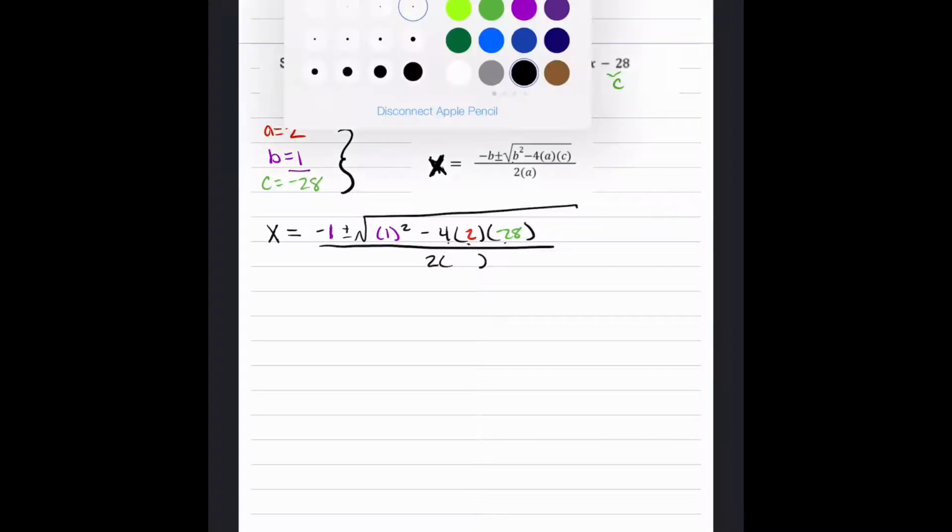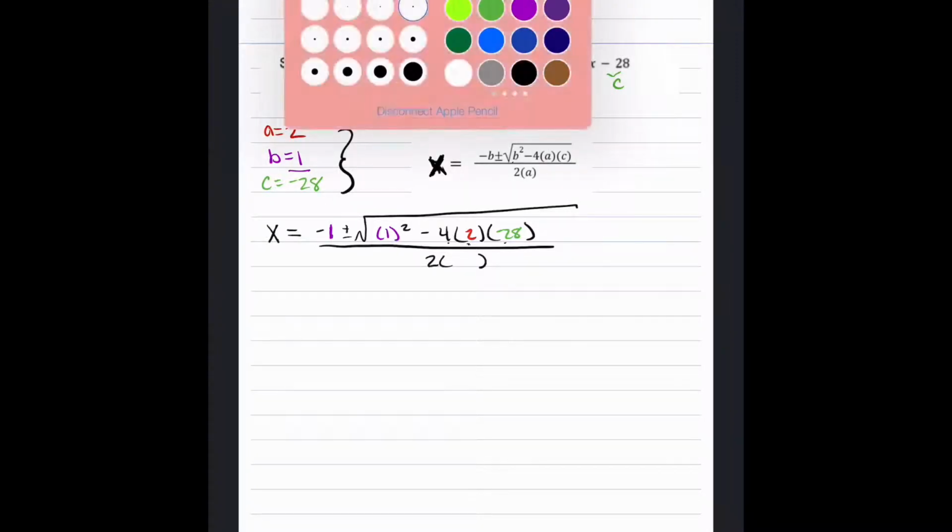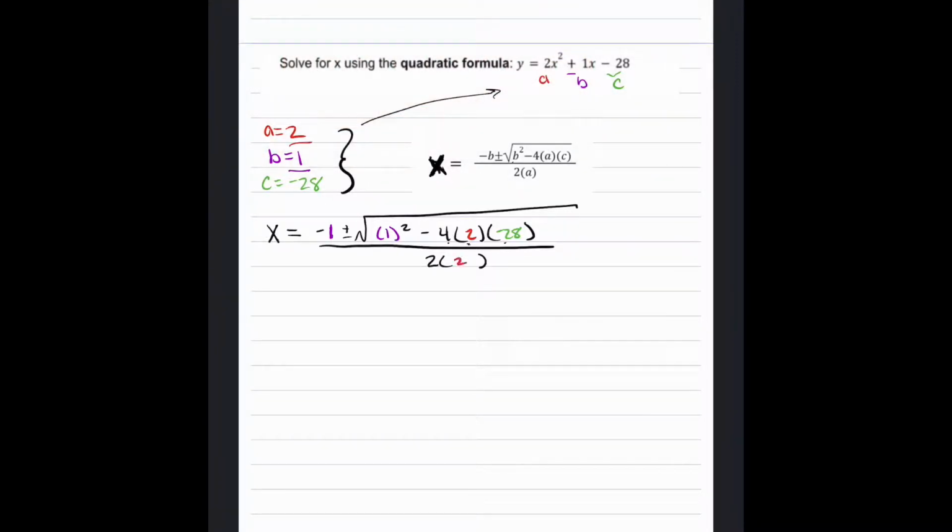For this part, my a term here is 2, so this is going to be a 2 here. This is 2a, this is the a right there, my 2. Again, this is a fraction, so we are going to divide at the very end, but we're going to clean it up a bit first. So we're going to go through the math.